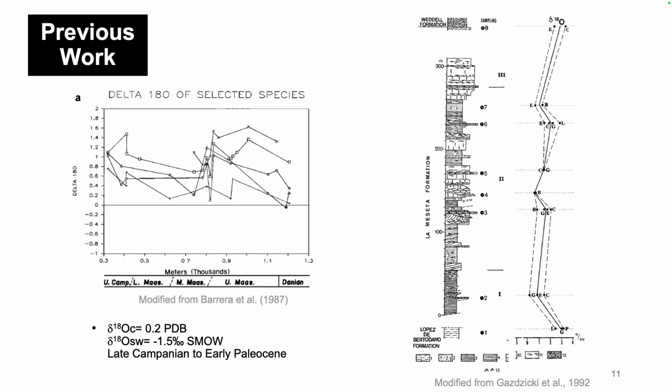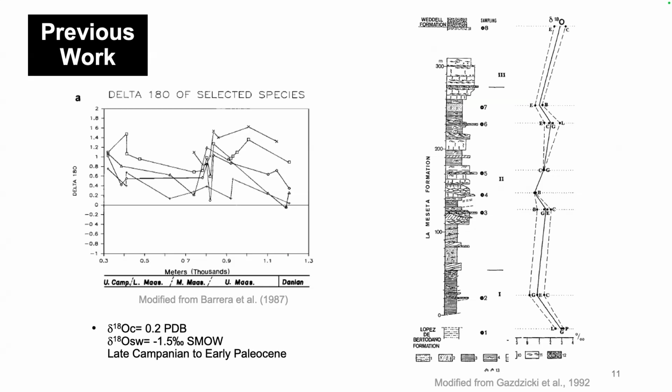Regarding oxygen isotope records, Barrera et al. analyzed delta 18O values from benthic foraminifera, reporting carbonate delta 18O averaging 0.2 per mil VPDB. Assuming an ice-free world, they inferred seawater delta 18O averaging negative 1.5 per mil, indicating warm high latitude conditions influenced by ocean circulation.